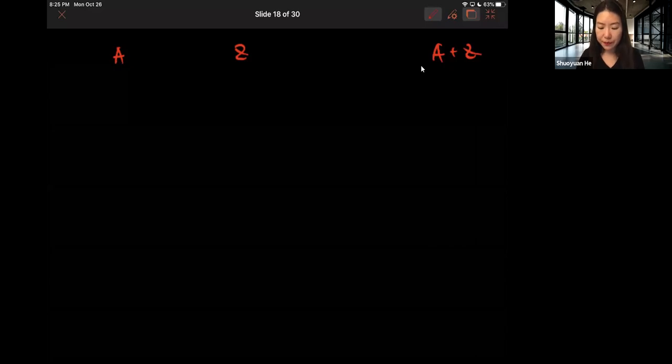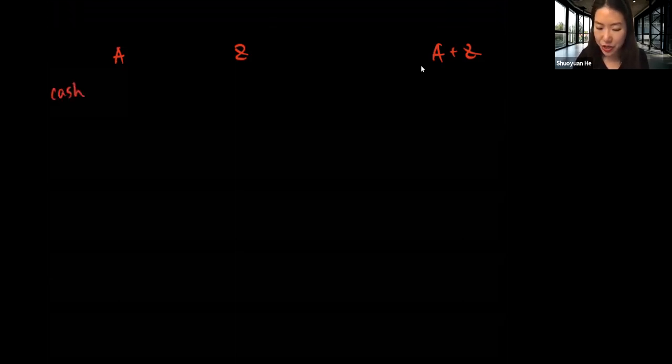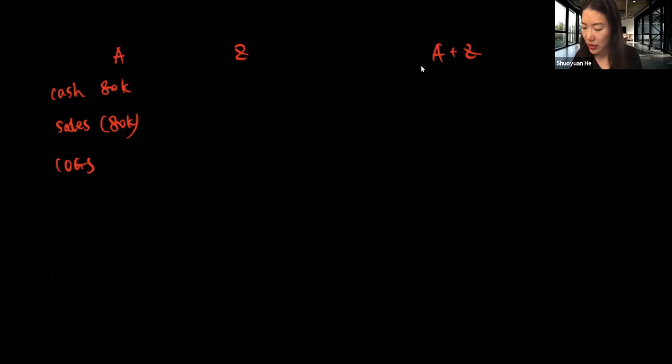So we have 2 firms, Arlington, Zirkin, and we have Arlington plus Zirkin. First of all, what is the journal entry on Arlington's book? On Arlington's book, when it sold inventory to Zirkin, it debit cash 80,000, credit sales for 80,000. And then at the same time, it is debiting cost of goods sold for 50,000, credit inventory for 50,000. So this we already talked about just now.